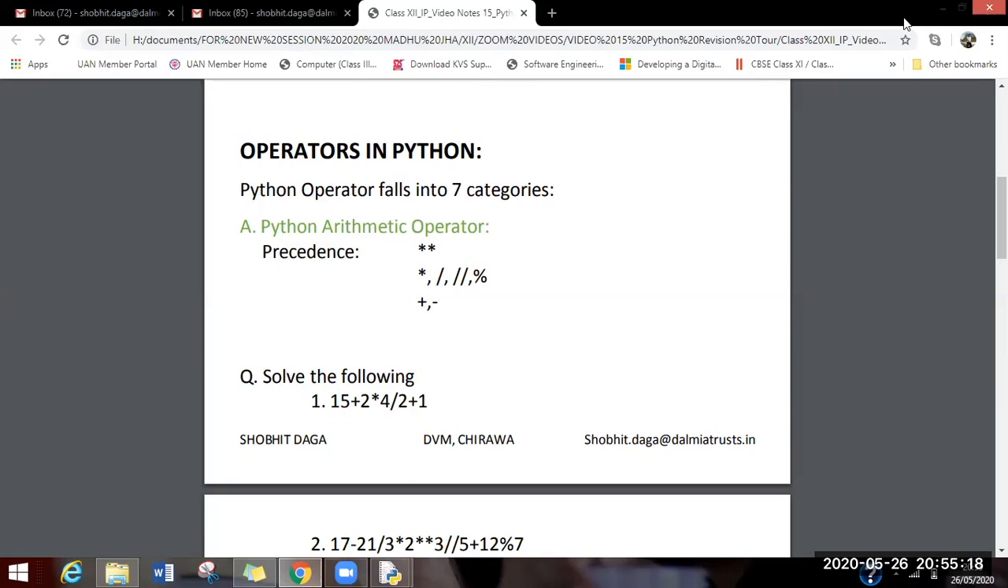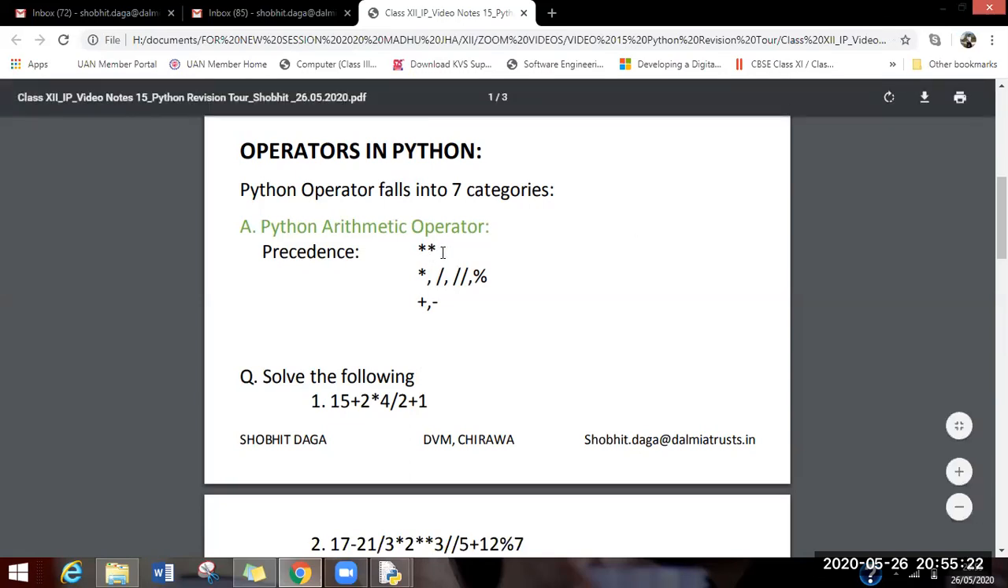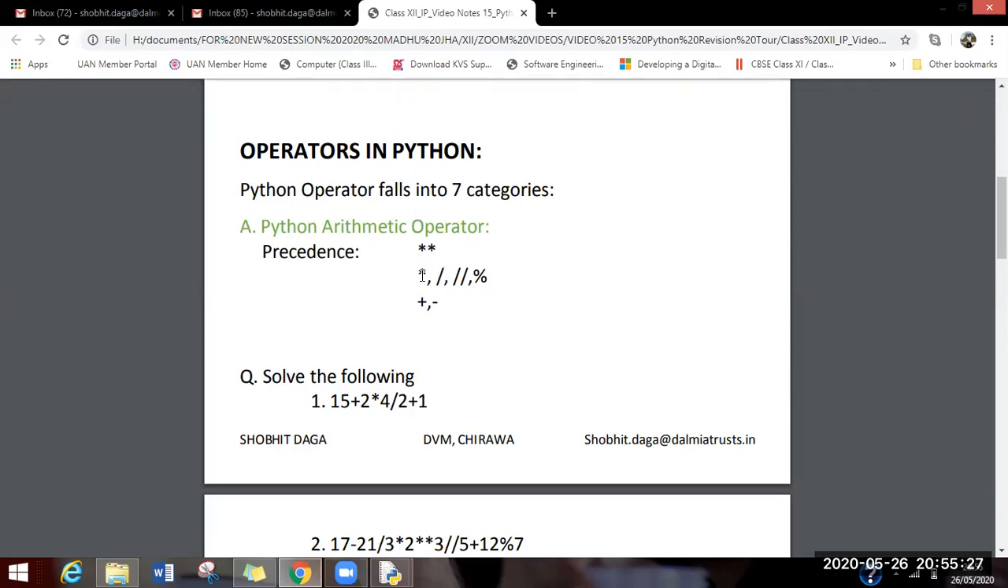So there are 3 levels of precedence. The first level has only the exponent operator. The second level has the asterisk symbol, that is the multiplication operator, the division symbol, the floor division symbol, and the modulus symbol. I hope you guys remember all these concepts. If not, it just takes a moment.